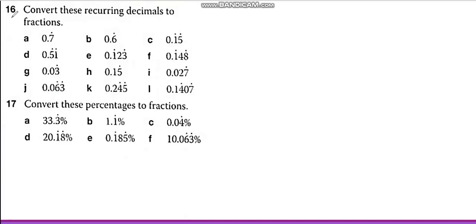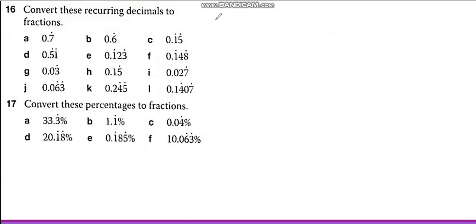In question number 16, it says convert these recurring decimals to fractions. So here we will apply a different strategy to convert these decimals into fractions. It's not that simple. In previous questions, suppose it was 0.7, then we were just writing 7/10. But here 7 is recurring, so we will apply a different strategy, that is, we will take help of an algebraic technique.